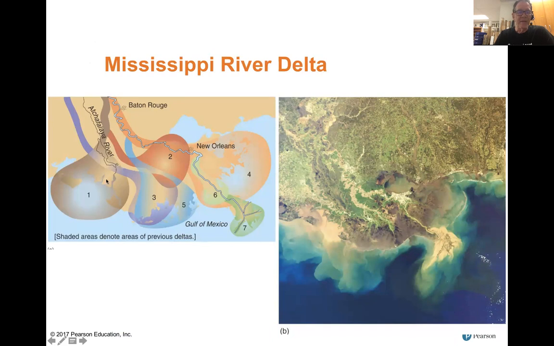Geologists and geographers have been able to track the locations of the previous deltas. Here's where it is now. And you can see the river coming down. Here's New Orleans over here. And the new material that's being added to the delta will have its own unique environment, its own ecosystem.